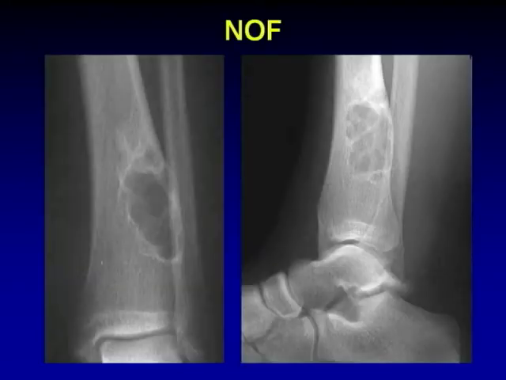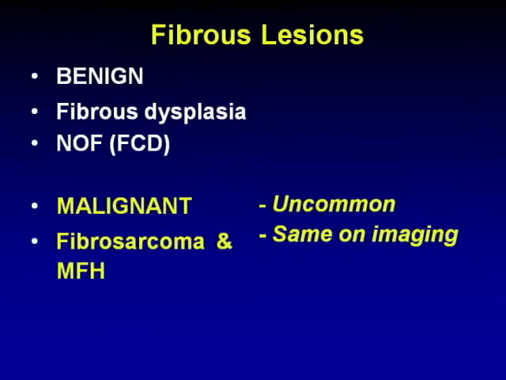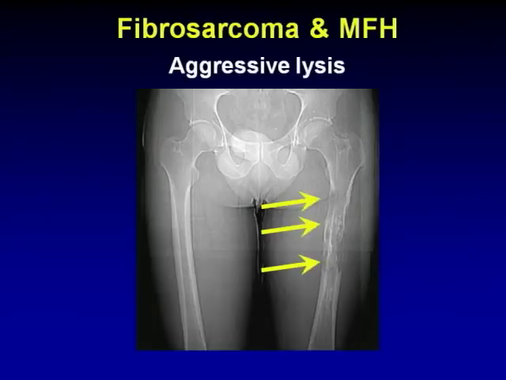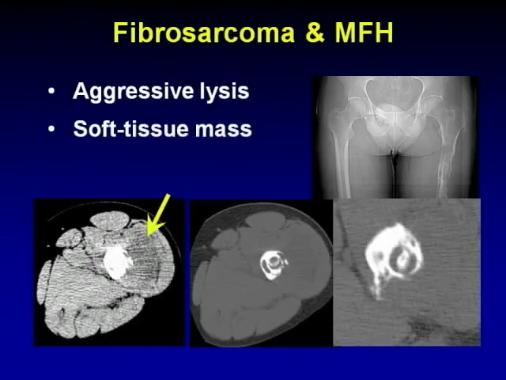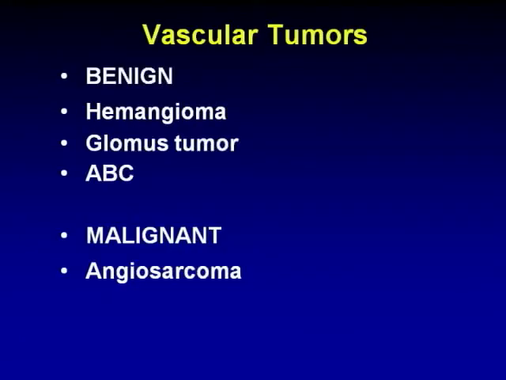Another example of a non-ossifying fibroma, an eccentric bubbly lesion in a young patient involving the metadiaphyseal region. There are some malignant lesions that are uncommon and look the same on imaging. Both fibrosarcoma and malignant fibrous histiocytoma present as aggressive areas of osteolysis with a wide zone of transition. You will typically see an adjacent soft tissue mass and sometimes areas of focal bone sclerosis that looks like a sequestrum.